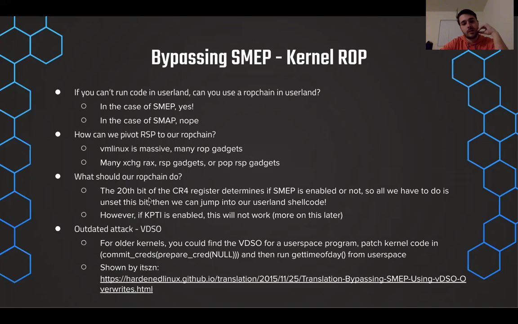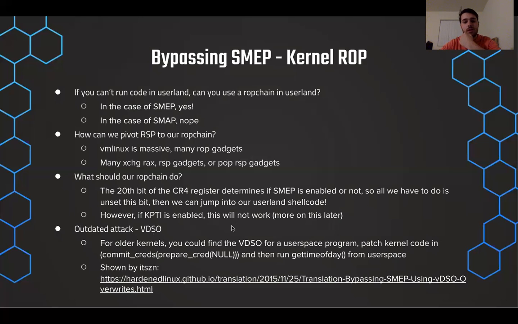Generally, the first thing you want to do is unset the 20th bit of CR4 because that's what determines if you have SMEP enabled or not. So you can actually unset this to disable it and then jump into shellcode in Userland, do the ret2usr attack, which is very nice. However, if KPTI is enabled, this doesn't work because there's other important things that you have to do.